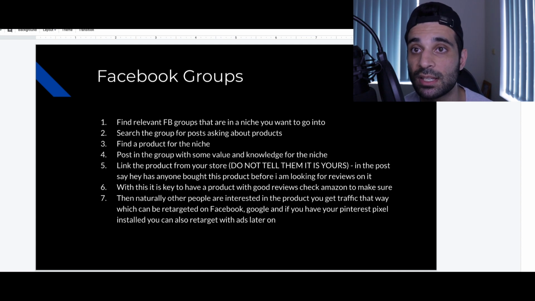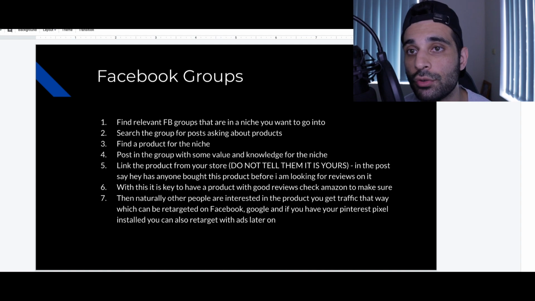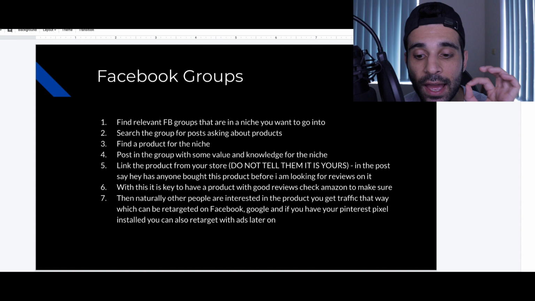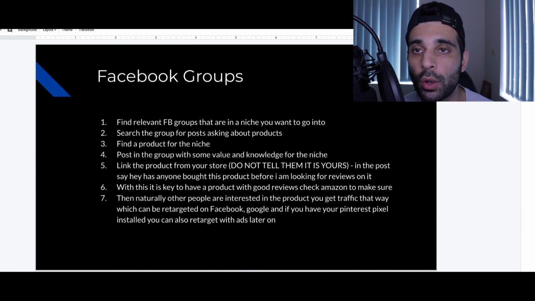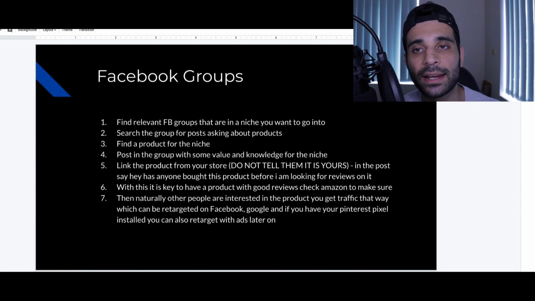You've got to split test these posts as well in multiple different groups to see what works best for you and for your niche, because every niche will be different. Then with this, the key is to have a product with good reviews. That's why I said check the reviews on Amazon as well as AliExpress to make sure that this product is good, because guaranteed people will go and check this product out on Amazon to see if there are any good reviews. Because if you're bringing it to their attention, more than likely they're not going to ask you, because you're the one asking about good reviews.